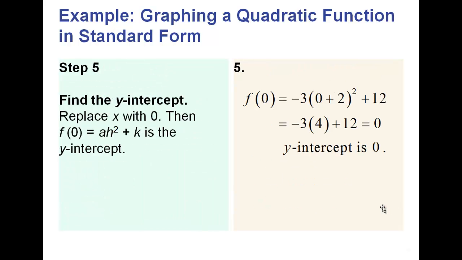Next we can find the y-intercept by just letting x equal 0, and we get a y-intercept of 0. That just happened to be happenstance here.